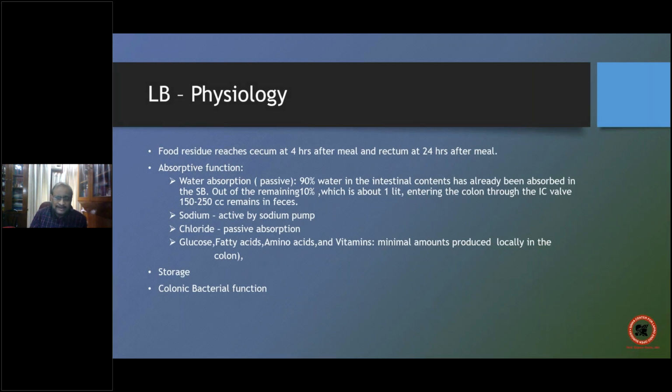And number three, the colonic bacterial function. The absorptive function is primarily the water absorption. By the time the food has reached the colon, 90% of the water has already been absorbed. So it's only 10% remaining. And out of that 10% remaining, the rest of it is absorbed. What is left behind is only 150, 250 cc remaining in the feces. That means out of 1 liter, you got 150, 250 cc remaining. That means about 800 ml or 700 ml is again being reabsorbed throughout the colon.